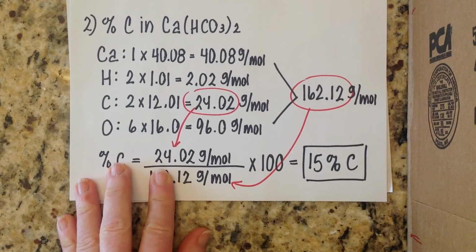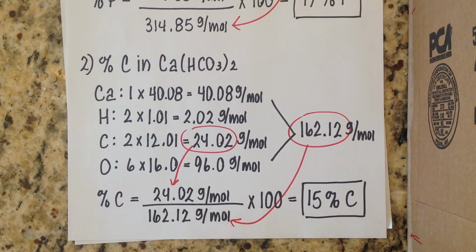And now let's look at the next one, the percent carbon in calcium hydrogen carbonate. Again, we tallied up that total mass, which was 162.12. We put the total mass of carbon, which in this case was 24.02, over the total mass of the whole thing, giving us about 15% carbon.